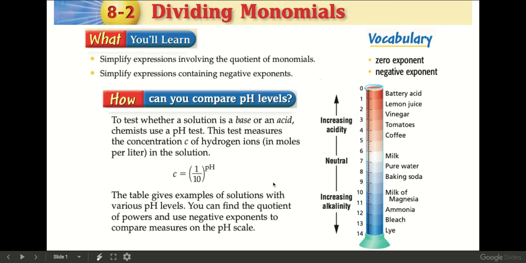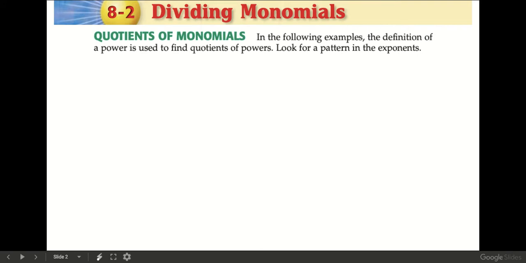So here's an example. Quotients of monomials. In the following examples, the definition of a power is used to find quotients of powers. Look for a pattern in the exponents. If I have 4 to the fifth power over 4 to the third power, that's a quotient because I'm dividing 4 to the fifth power by 4 to the third power. If I write it in expanded form, 4 to the fifth power is 4 times itself 5 times, and 4 to the third power is 4 times 4 times 4.